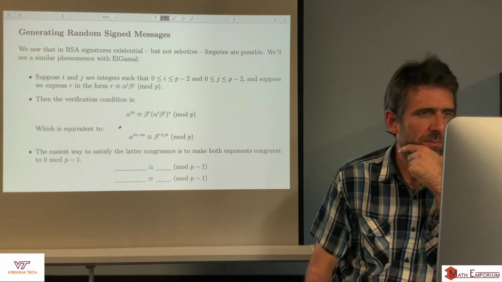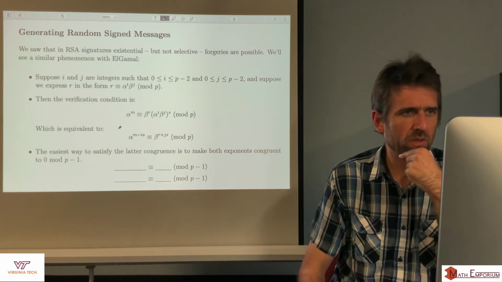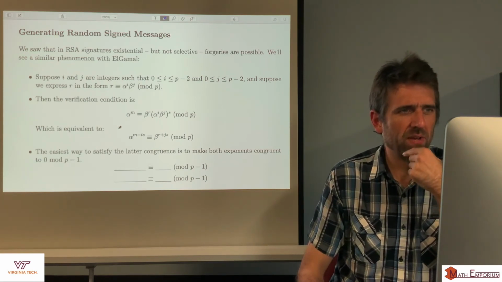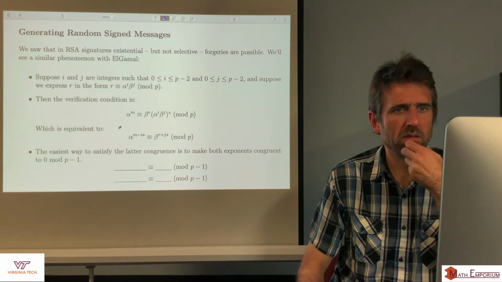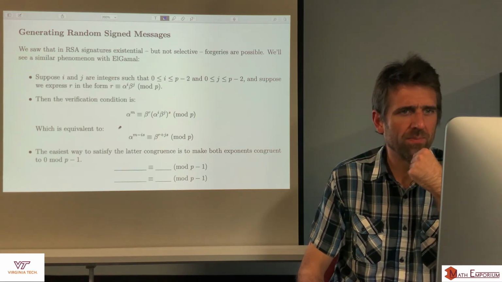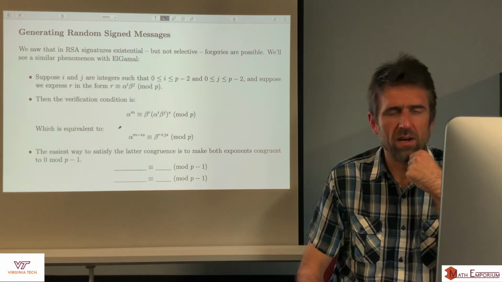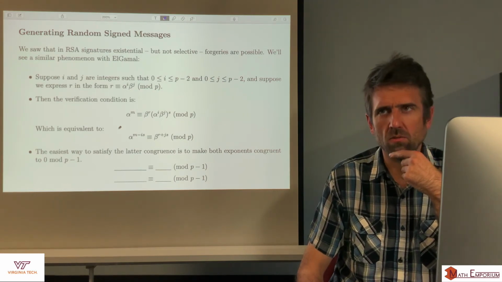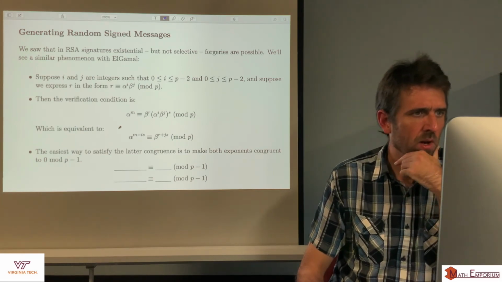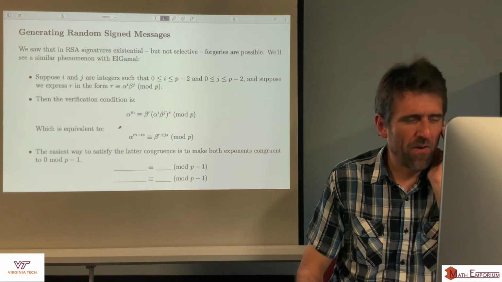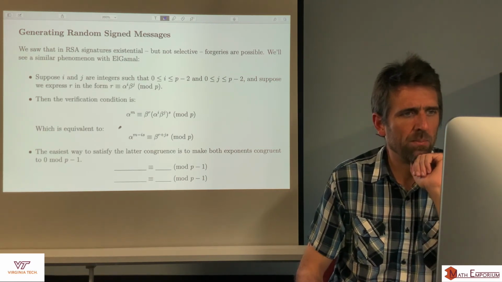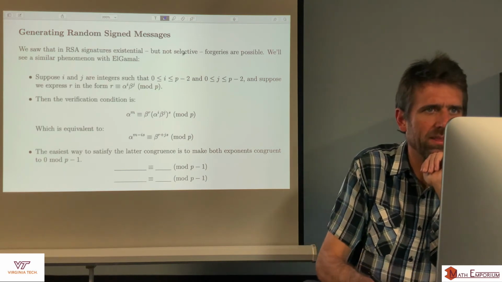The way I'm going to try to come up with an existential forgery in ElGamal is to suppose here that i and j are integers that will be valid exponents on alpha in the scheme. So they're in the range from 0 to order of alpha minus 1, so from 0 to p minus 2. And so now let's focus on that parameter r, and we can express r in the form of alpha to the i times beta to the j.